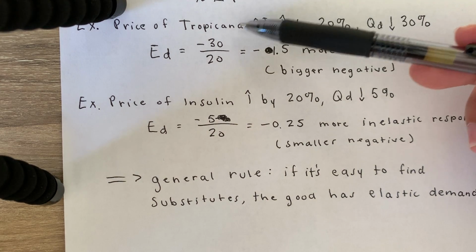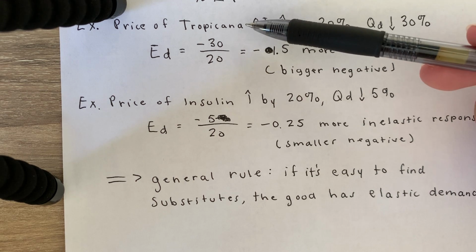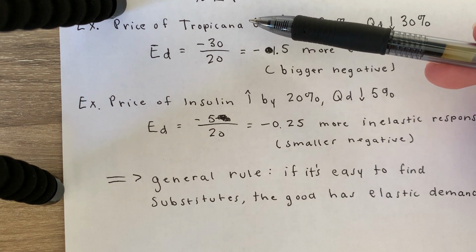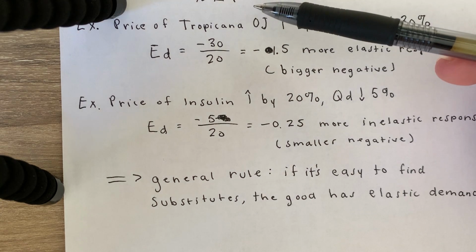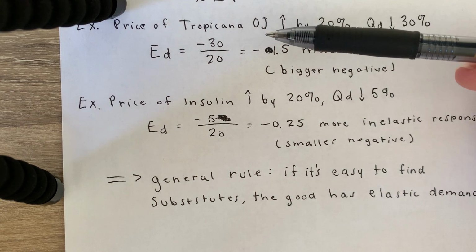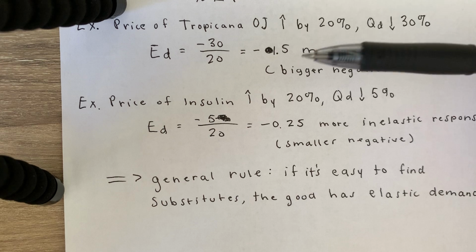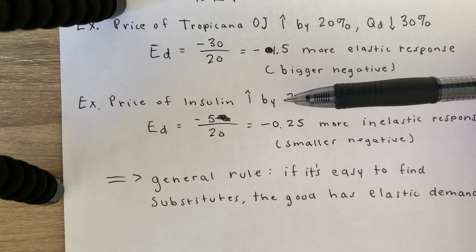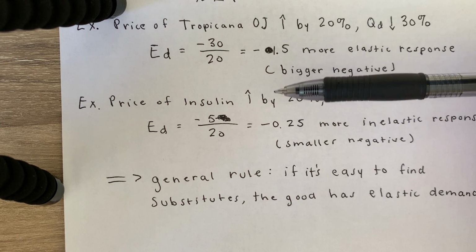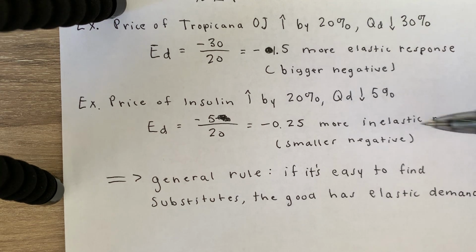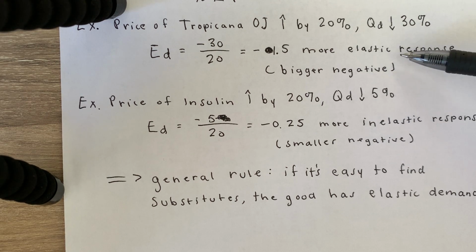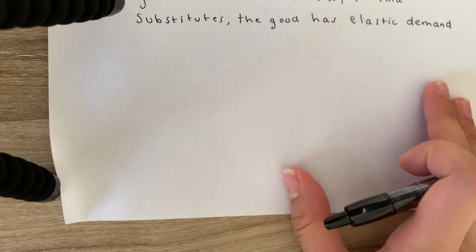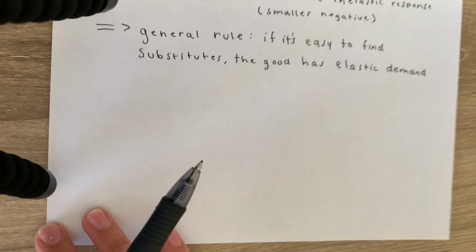We know that because Tropicana orange juice is very specific, so it has a lot of substitutes. Instead of Tropicana, you could buy, what are the other brands? I forget at the moment, but any other brand of orange juice. Whereas with insulin, there's really only one insulin you can get. You either get insulin or you don't get insulin. So that's why insulin has fewer substitutes, so it has inelastic demand, whereas Tropicana has a lot of substitutes, so there's elastic demand. Now, just to show this on graphs.